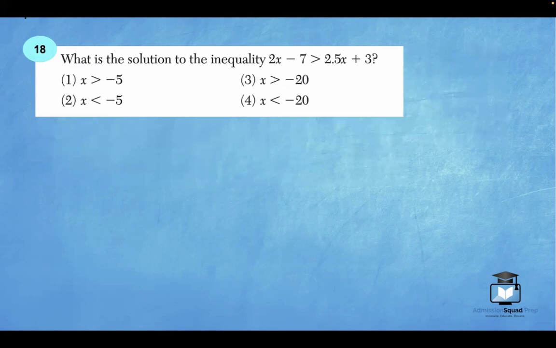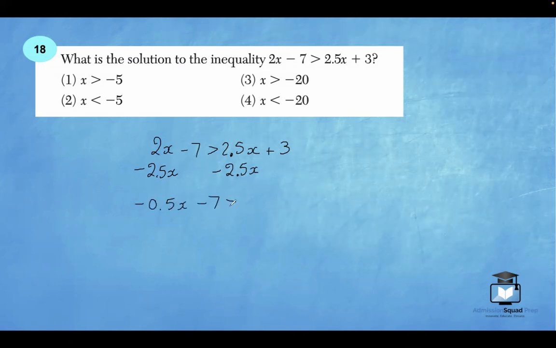Let's continue. Number 18, what is the solution to the inequality 2x minus 7 is greater than 2.5x plus 3? Let's solve. If we take a look at all of the answer choices, x is on the left. So I'm going to move 2.5x to the left by subtracting 2.5x on both sides. Guys, if you need help with this, just put it in the calculator, but basically 2x minus 2.5x is -0.5x. And we have -7 is greater than 3 because 2.5x minus 2.5x is going to completely cancel out.